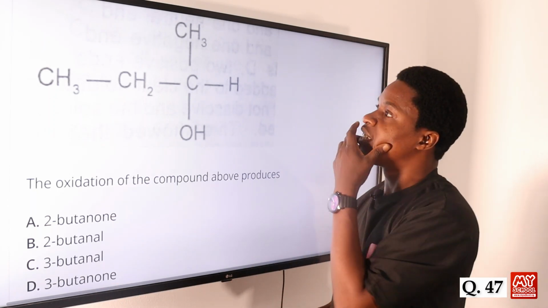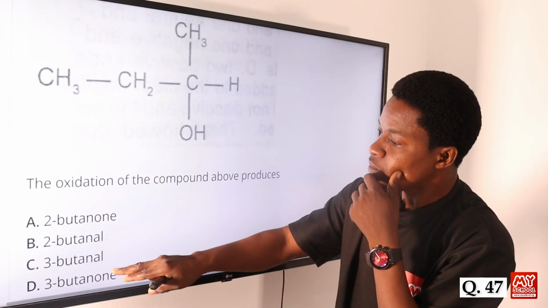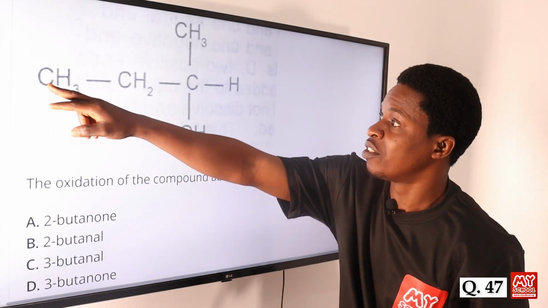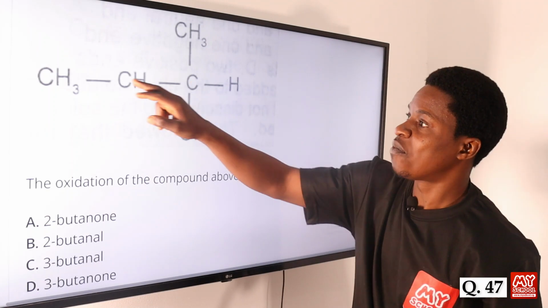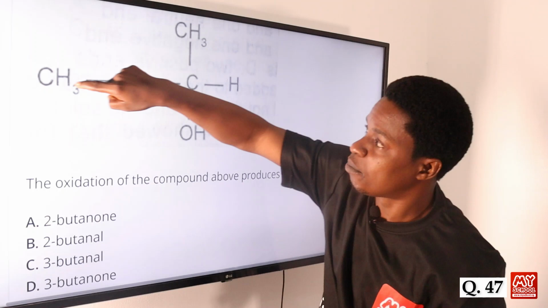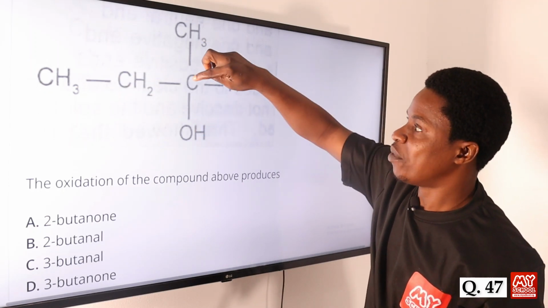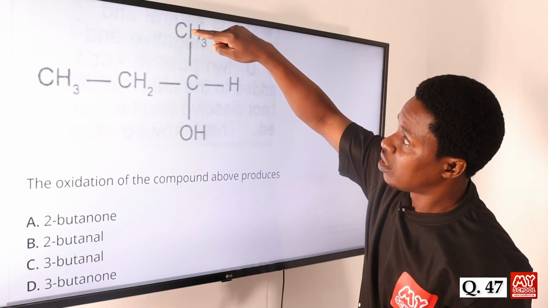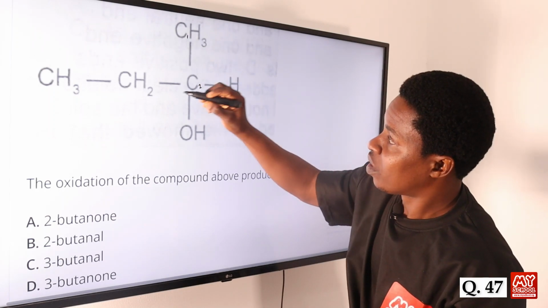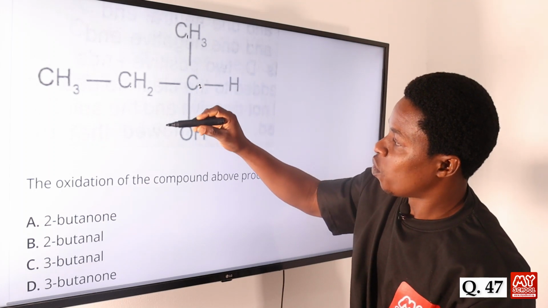So let's look at the structure again. It says 2-butanol, 3-butanol. So we are asking on what carbon atom is the OH. If we say butanol, we have 4 carbon atoms: 1, 2, 3, 4. Now this is a butane, then the OH that is on it, on what carbon atom is it? This is carbon 1, carbon 2, carbon 3, carbon 4. So this is carbon 2.